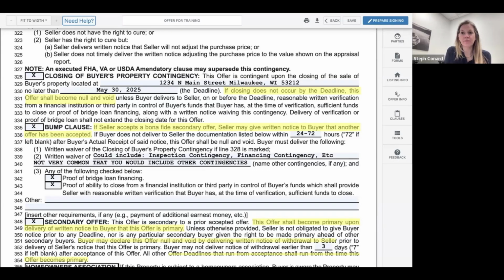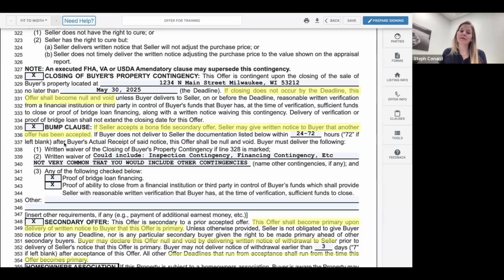This gives the seller a little bit of peace of mind too, because it's very risky to accept an offer with a home close contingency because, as we described above, this may or may not close. And if the seller is off the market, entertaining losing showings, for example, that again is not going to be a good deal for that seller. So they might want to include this bump clause.